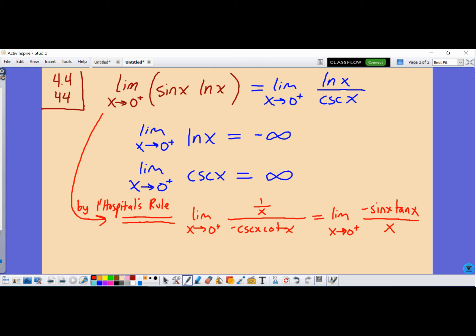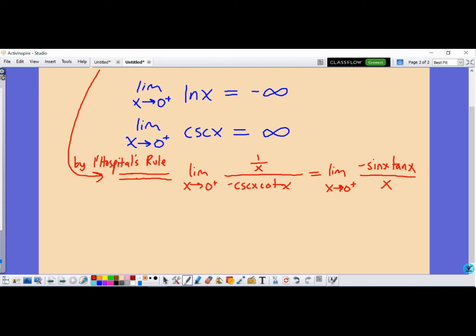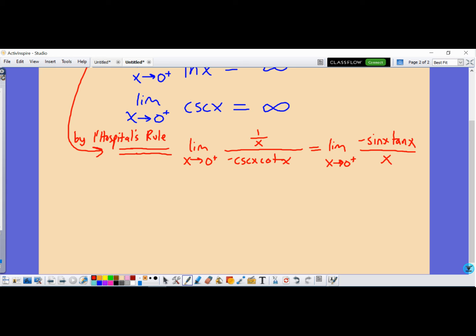Okay? And now I'm ready to think about direct substitution again. I kind of already thought about it a little bit over here, but now I'm thinking about it here. And what I see is sine of 0 is 0, tangent of 0 is 0, x is going to be 0. So 0 over 0 again. It's another indeterminate form. And you might think L'Hopital's rule failed me, but it did not. It's just not done yet, right?